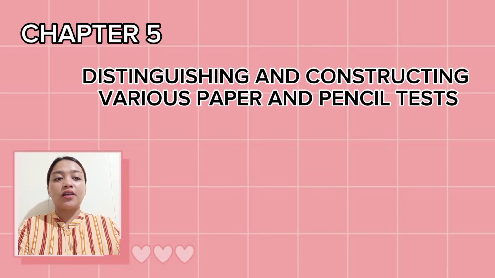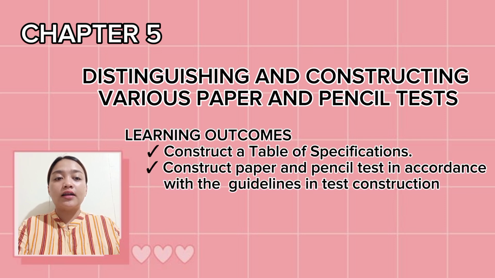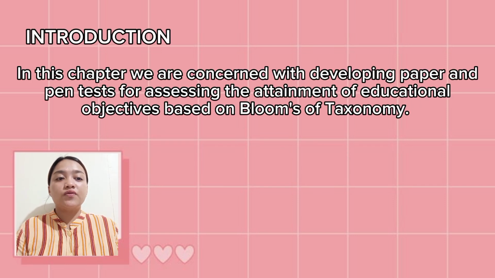Our topic is all about distinguishing and constructing various paper and pencil tests, learning outcomes, constructing a table of specifications or TOS, and constructing paper and pencil tests in accordance with the guidelines in test construction. In this chapter, we are concerned with developing paper and pencil tests for assessing the attainment of educational objectives based on Bloom's taxonomy. Paper and pencil tests can either be selected response or constructed response types.